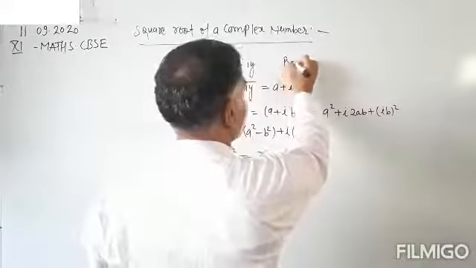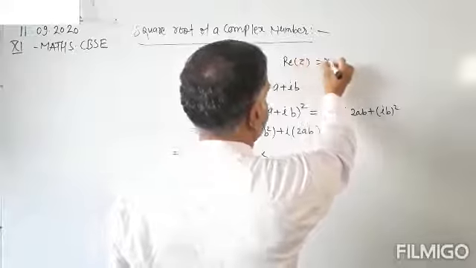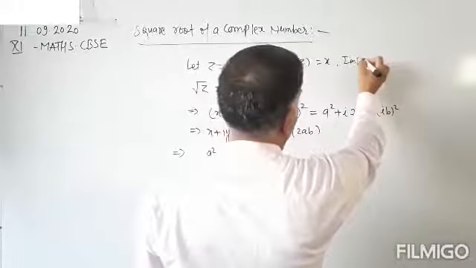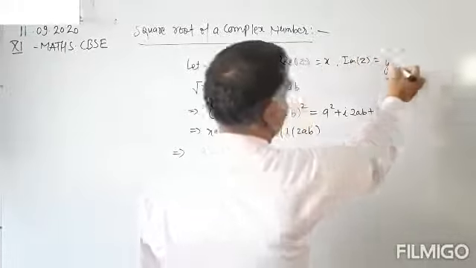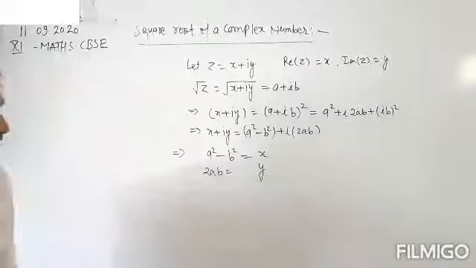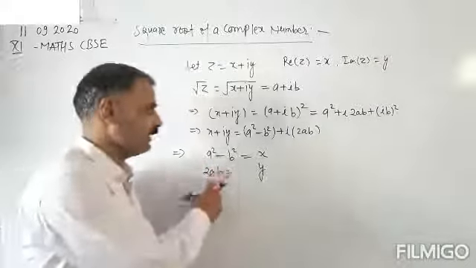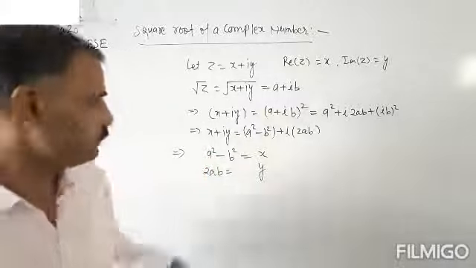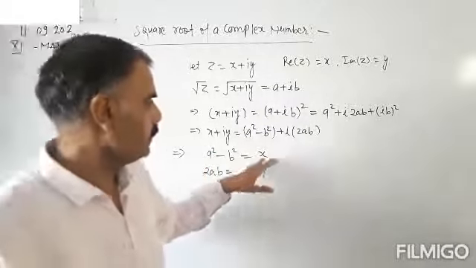Here, the real part of z is equal to x and the imaginary part of z is equal to y. Okay. Now we have to solve these two equations for a and b.